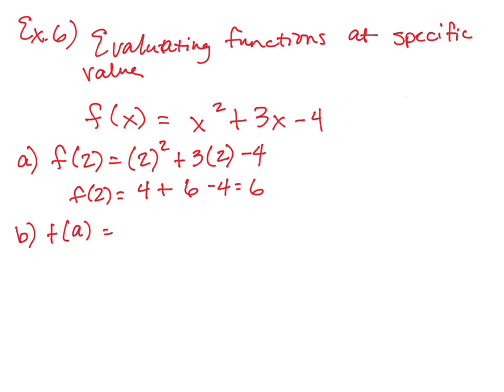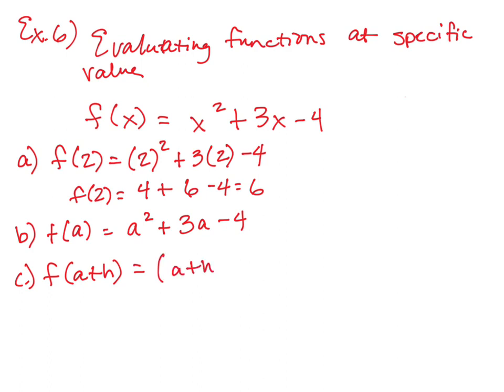How would I write f of a? Every x gets taken out, and every time I see x, I write a instead. So this is going to be a squared plus 3a minus 4. Not too bad. Okay. What if they wanted me to find part C? It says f of a plus h. Instead of x, I put in a plus h.